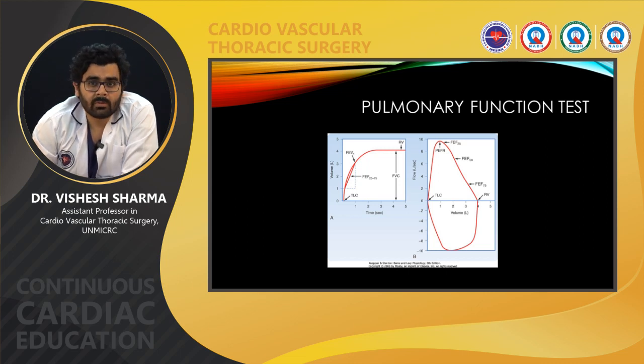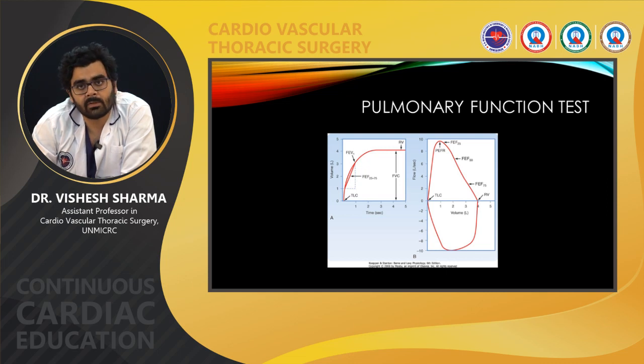Now, one more thing about this is the staging of COPD is also based on FEV1. This is the GOLD staging, where stage 1 is an FEV1 of more than 80%, stage 2 is 50 to 80%, stage 3 is 30 to 50%, and stage 4 is less than 30% of FEV1.